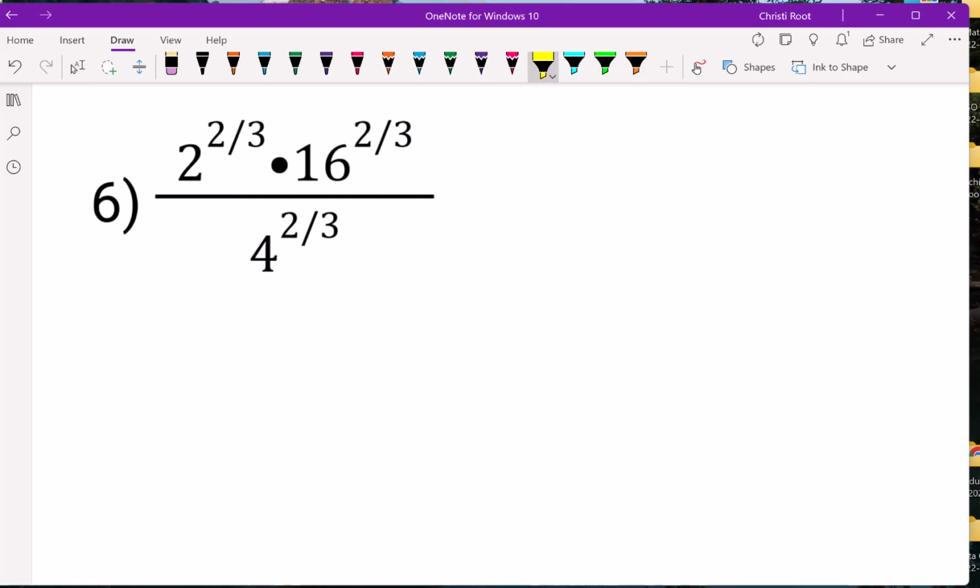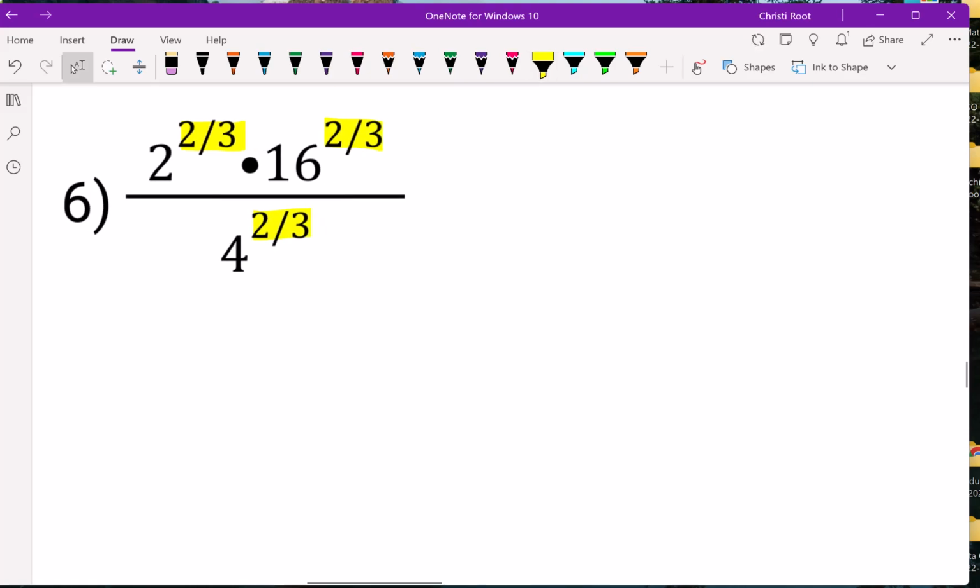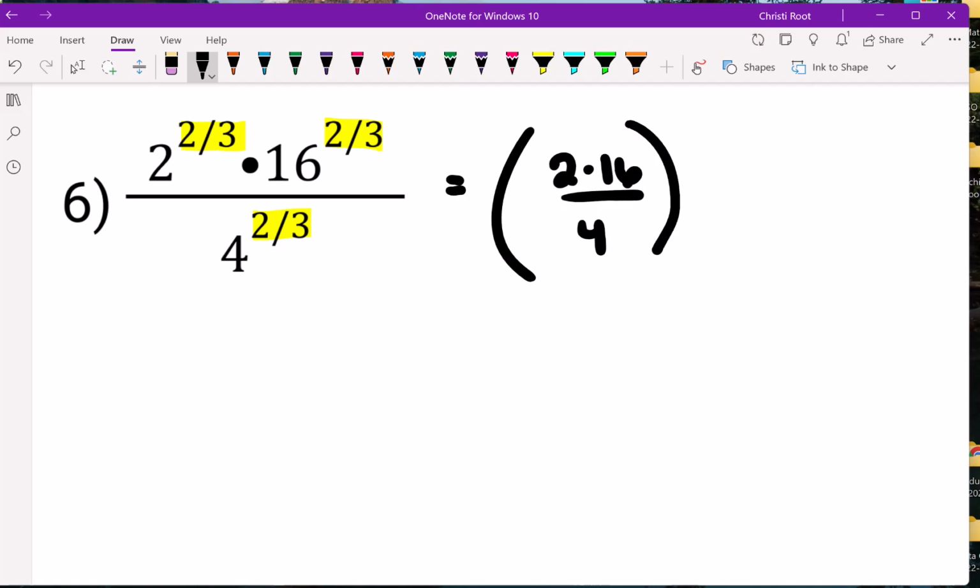Okay, so none of these bases are the same, but I did notice that all the exponents are the same. So what I can do is I can write all of this stuff together. So all of these bases are going to be written together in parentheses, and I'm going to put 2/3 on the outside. Now, why did I do that? Why is that necessary? Can I take the cube root of 2? No. Can I take the cube root of 4? No. So unless I actually write it this way, I'm stuck.